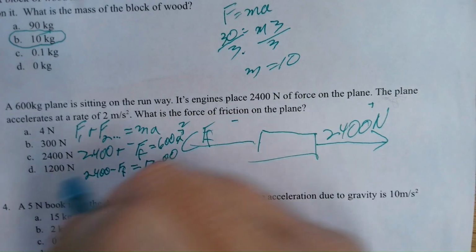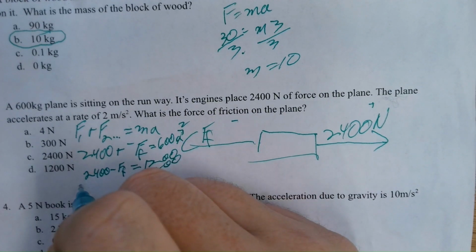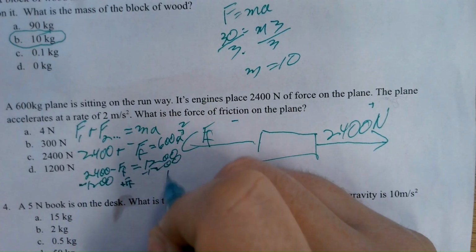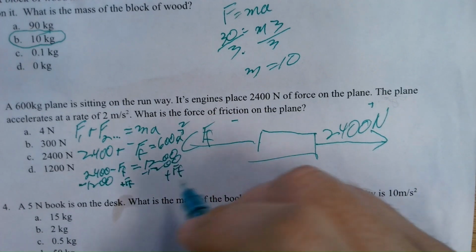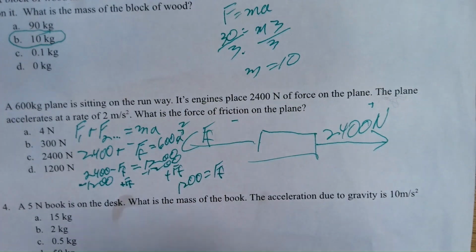All right, rearranging this equation, we're going to subtract 1,200, and we're going to add force of friction to both sides, and that's going to give us 1,200 equals my force of friction, which is here.